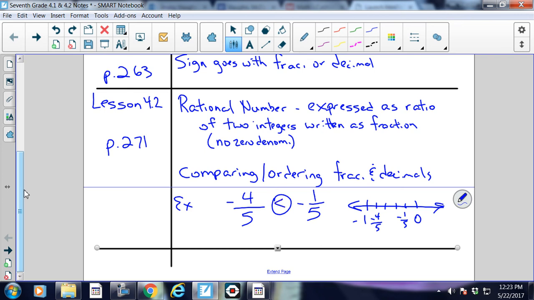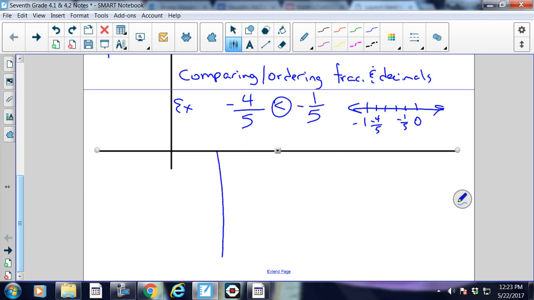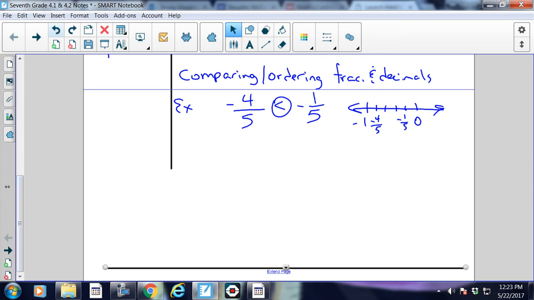Just like we've talked about with the integers and their opposites, sometimes it's confusing. Negative 4/5 has a bigger absolute value than negative 1/5, but it is smaller than it. Same kind of thing when you are. Oops. Guess I got to put my pen down for that to work.